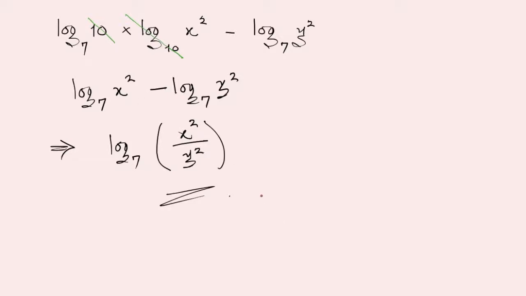So just so that you have that again, if you have log to the base c of a multiplied by log to the base a of x, then this is equal to log to the base c of x. So this can cancel out this, and you're left with log to the base c of x.